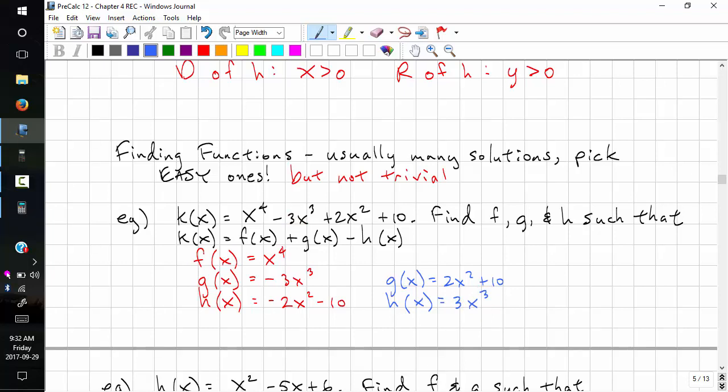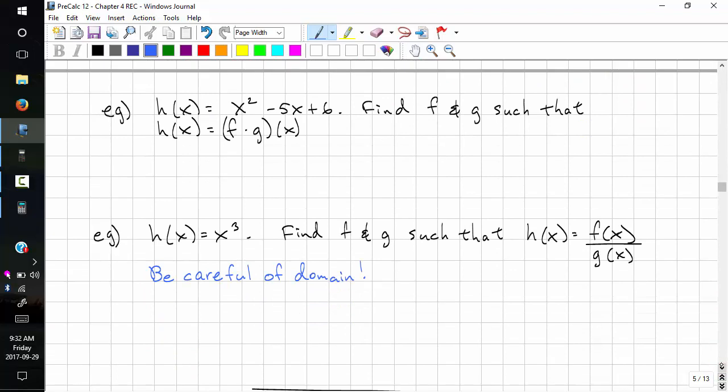So again, these are easy, but not trivial. Trivial would have been f of x equals k of x. I don't want to copy the whole thing, but if we make that and we just make g of x equal to 0, and we make h of x equal to 0, this is trivial. We're adding 0. So really, that function doesn't exist. Okay, let's look at another one.